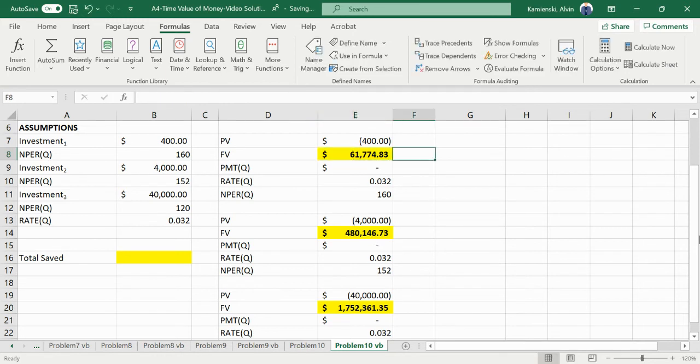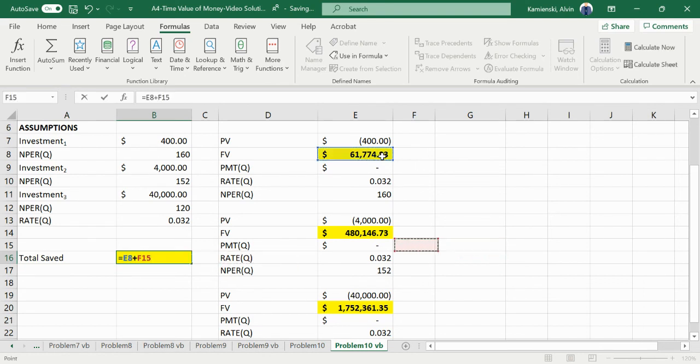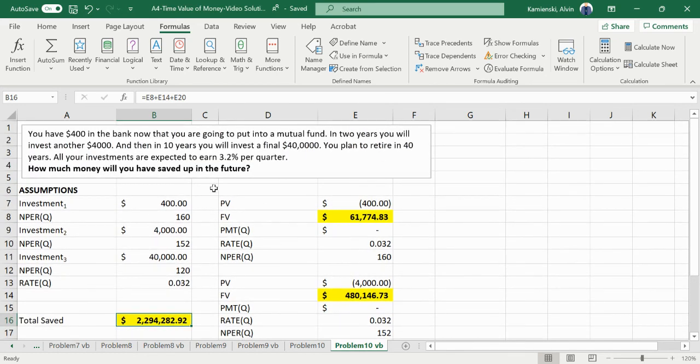and make sure that our formula picks itself up, so that our total future savings will be the 61 plus the 480 plus the 1.75 million, which tells us you're sitting on almost $2.3 million if you were to execute an investment plan like the one listed in this problem.